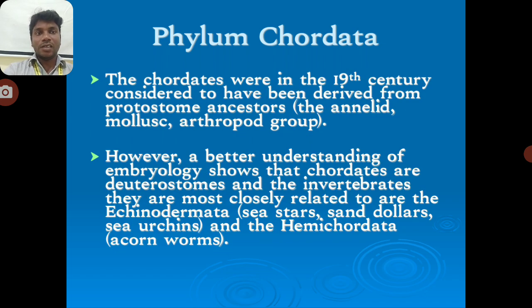The chordates were in the 19th century considered to have been derived from protostome ancestors, the annelids, mollusks, and arthropods group. However, a better understanding of embryology shows that chordates are deuterostomes among the invertebrates. They are most closely related to the echinodermata (sea stars, sand dollars, sea urchins) and hemichordata.